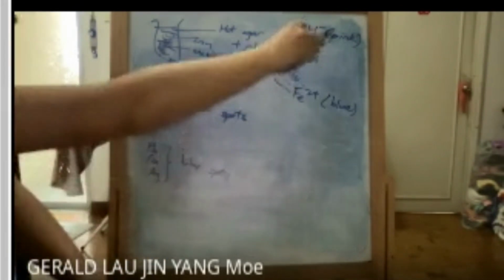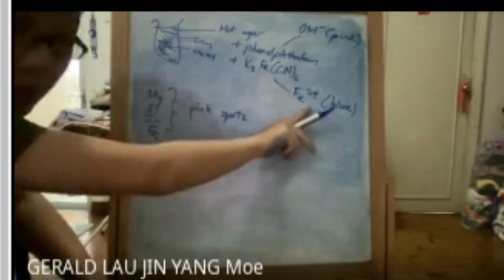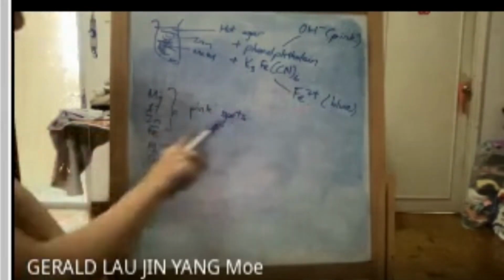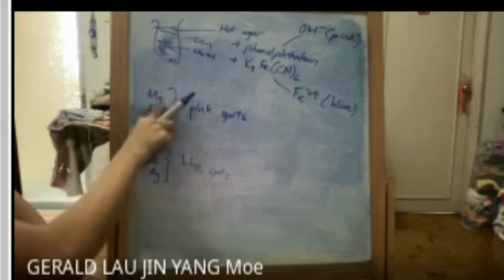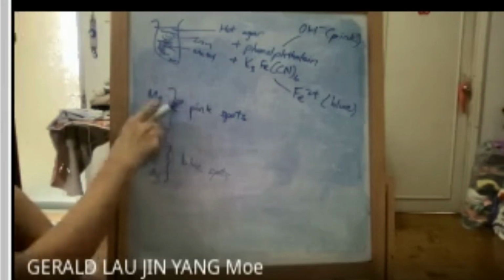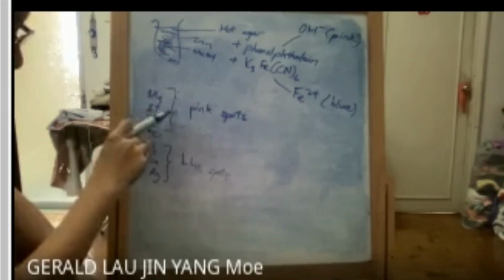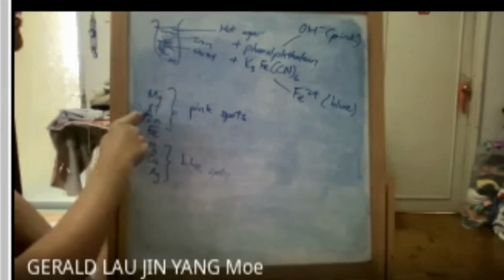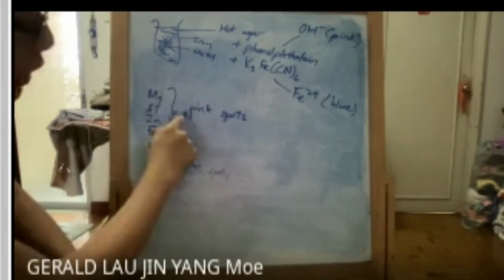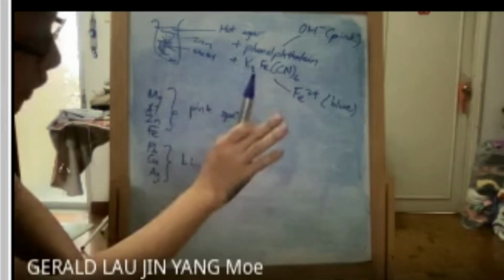Pink spots mean there is hydroxide ion, but there is no iron(II) ion. Why? Because the iron doesn't corrode. In iron in contact with a more electropositive metal, the more electropositive one will corrode first. It will corrode and oxidize first to form magnesium ion, aluminium ion, zinc ion, and also the hydroxide. That's why there are pink spots, but there is no iron.